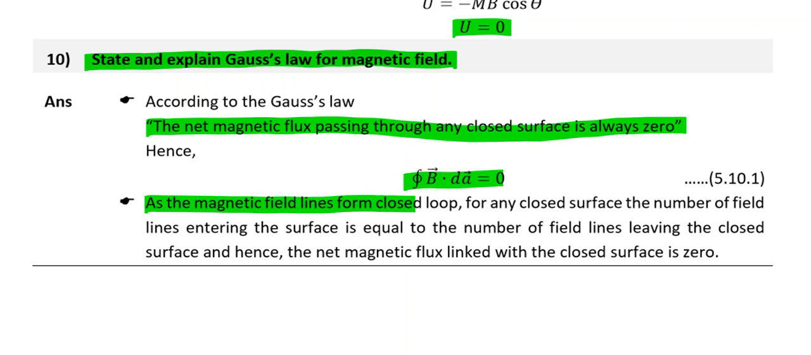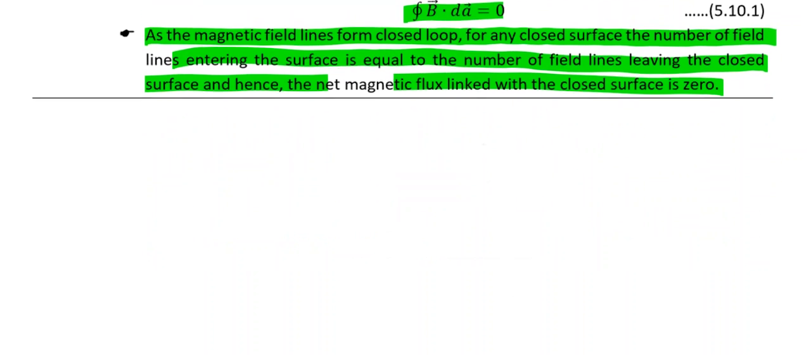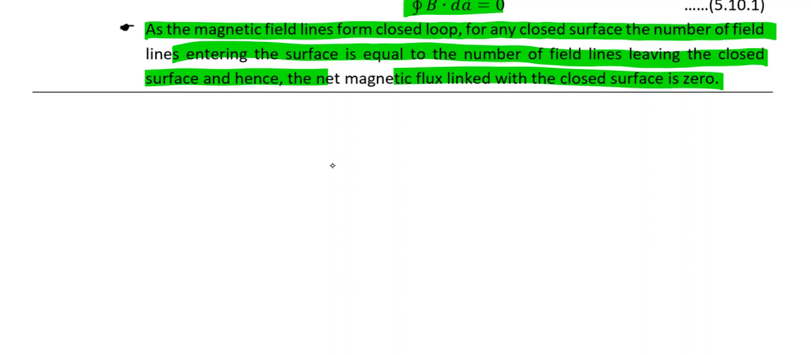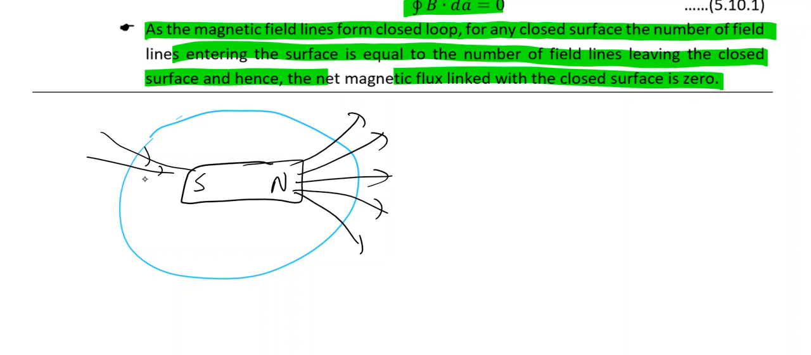As the magnetic field lines form closed loops, the field lines entering the surface are equal to the field lines leaving the surface, and hence the magnetic flux will be zero. The meaning of this line is that suppose I consider a north pole and south pole like this, and suppose this is the Gaussian surface. My argument can be that whichever number of field lines are going out, the same number of field lines are coming in at the south pole, and hence what is the net number of field lines linked with the surface? Zero.